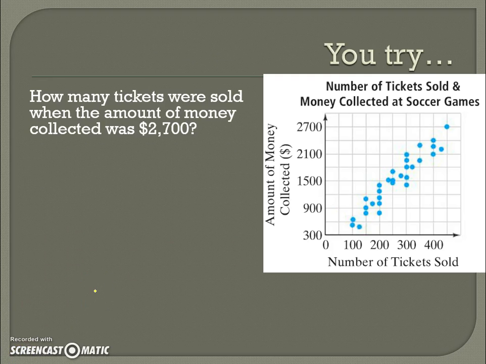Go ahead and pause. The answer will be up in 3, 2, 1. All right, this should have been pretty easy. I just find the total amount of money, $2,700, and just follow along that line until I see a dot. Oh, there's my dot, and that is 450 tickets sold. So 450 tickets sold was the amount of money collected. That's just, again, being able to read this graph and understand what it's saying to you.